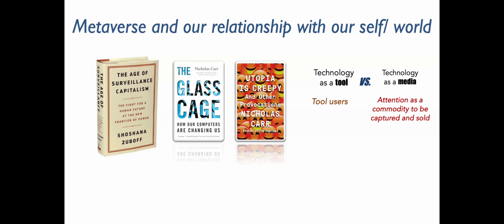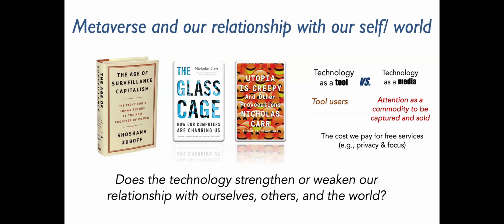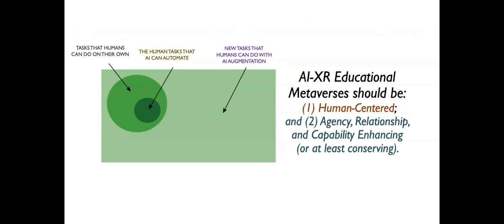And then there is this danger of treating human beings as a commodity and sacrificing our privacy and our focus. So we need to ensure that the technology we use actually strengthens our relationship with ourselves and the world. We need to design our educational metaverses so they are human-centered, they enhance agency, they enhance our relationships with others and with the world, and they also enhance our unaided capability.